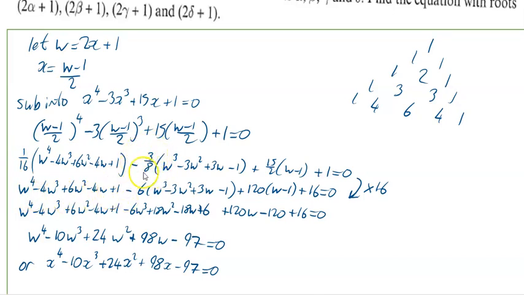16 times minus 3 over 8 becomes minus 6. And 16 times 15 over 2 becomes 120. 16 times 1 becomes 16. And this one, for some reason, people quite often forget about this one, the simplest of them all. The last numerical term needs to get multiplied by 16 as well. So you can see from this line to the next one, all you're doing is multiplying out. Then I've tidied up, and I've got w to the power 4 minus 10w cubed plus 24w squared plus 98w minus 97 equals 0. Or you could write it back in terms of x: x to the power 4 minus 10x cubed plus 24x squared plus 98x minus 97 equals 0.